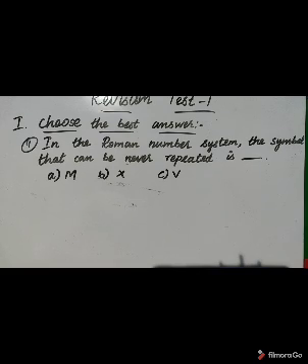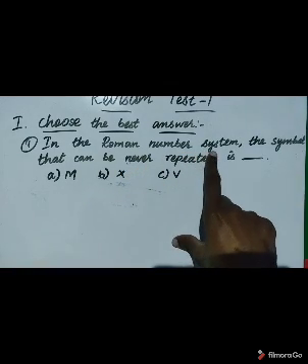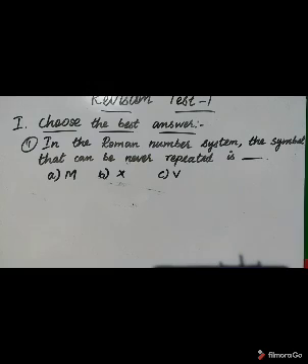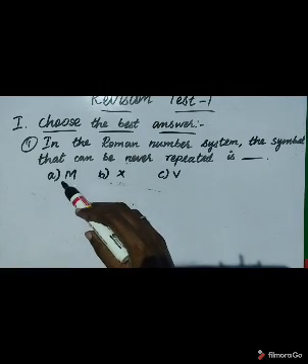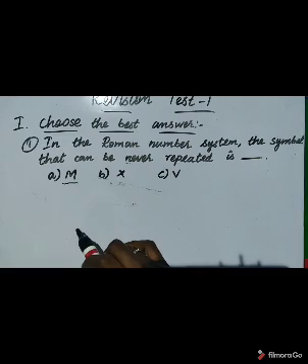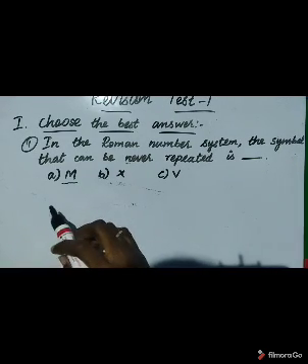Okay, so in the choose the best answer, the first question is: in the Roman number system, the symbol that can never be repeated is. Here many of you had written the wrong answer except one or two. Most of you had written the wrong answer, M. This is the wrong answer. So I want to explain this one a little clearly. First you must know the first rule. Already I taught you in Roman numerals which can be repeated.